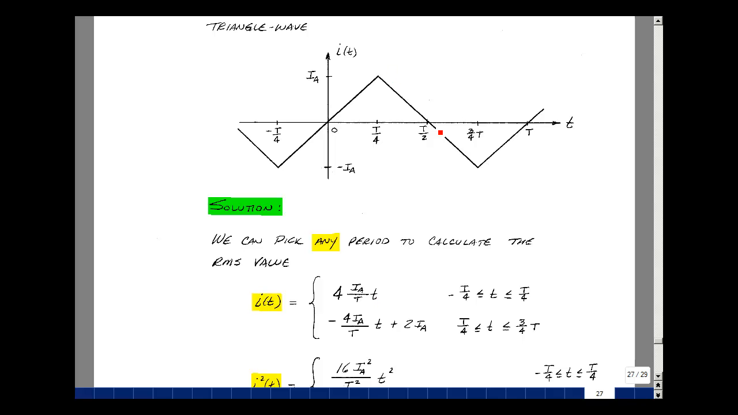Our second line segment is over here, and again, it's the equation of a straight line. It's going to start at T over 4, and it's going to end at 3/4 T. And the slope here, again, is rise over run. So I have a rise of minus I sub a, and I have a run of T over 2 minus T over 4, which is T over 4. So the rise over the run gives me minus 4 I sub a over T times t.